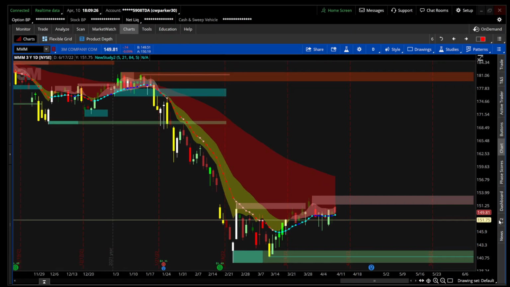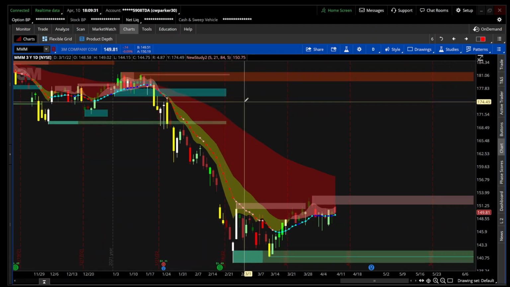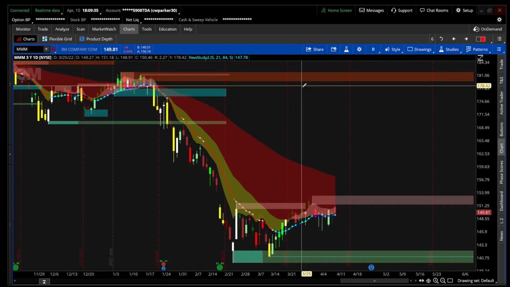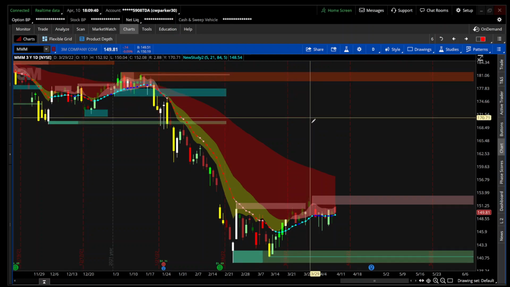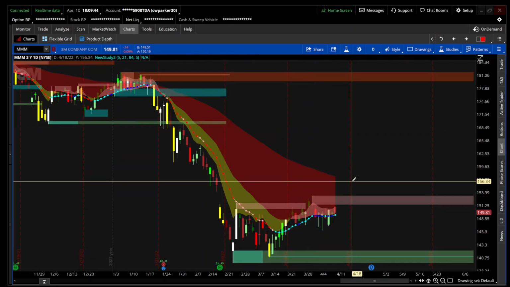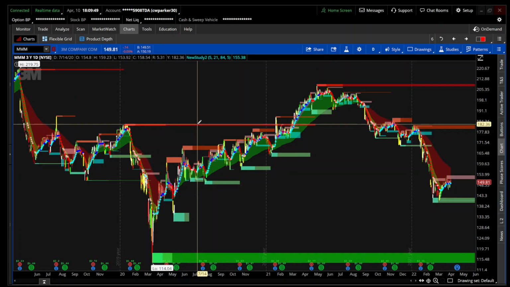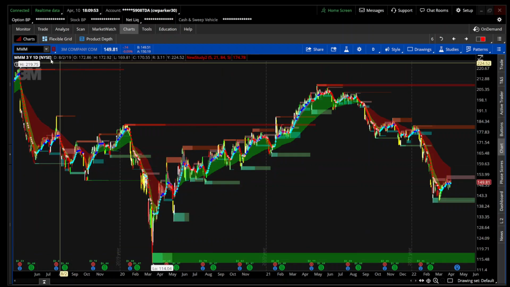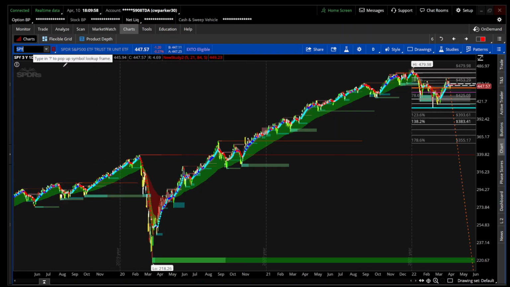And like I said before, the cyan represents 5 days. The pink represents 5 days as well. The orange or this light red represents a month, and the light green represents a month, or 21 days, and this dark red represents 84, and this dark green represents 84. So let's switch it back to the SPY and see what we're looking at, and I'll go to Tesla from here.